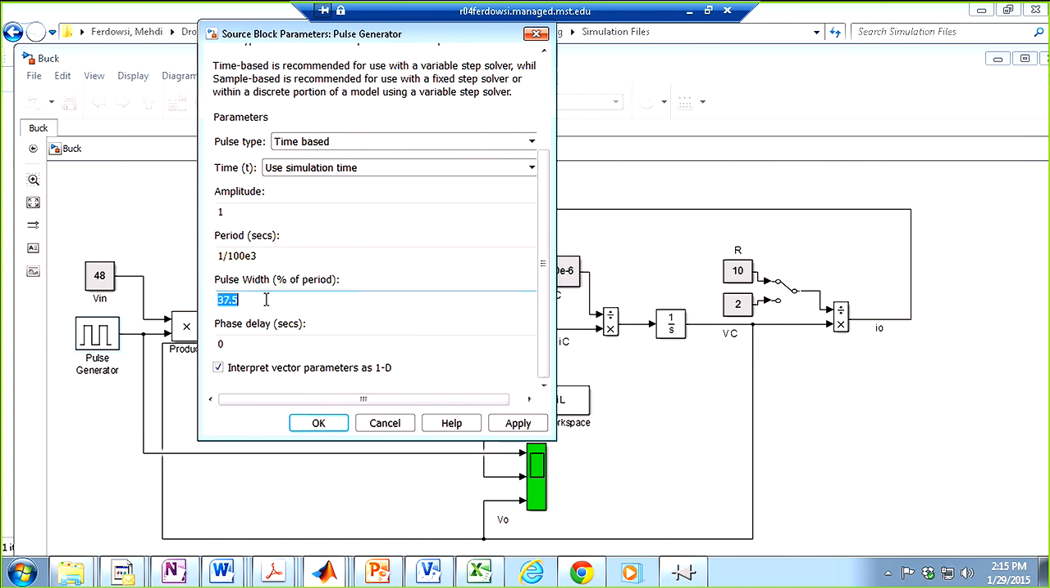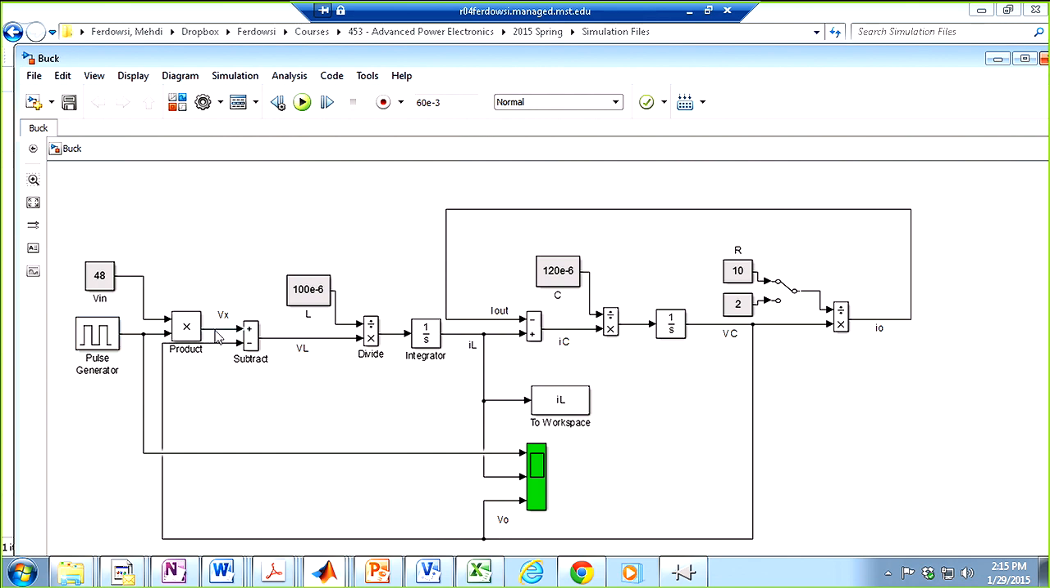The D is the duty cycle, or the width of this pulse. It has to be in percentage. So pay attention. It has to be 37.5%. It's not points. So if you put this number like this, obviously you're going to get a wrong answer. And there's a phase delay and other features that we don't care about.